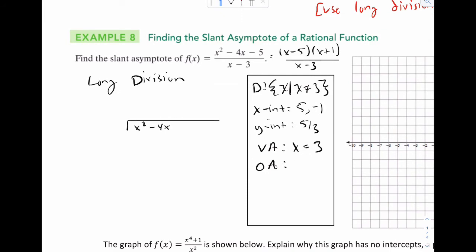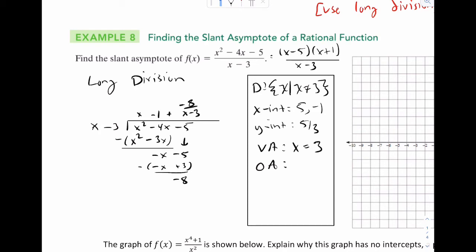X squared minus 4x minus 5, divided by x minus 3. So I need an x here. We multiply, we subtract, and that would be negative x. Drop down the minus 5, and then minus 1. That's negative x plus 3. We subtract that, minus 8, and there we go. We did the long division.